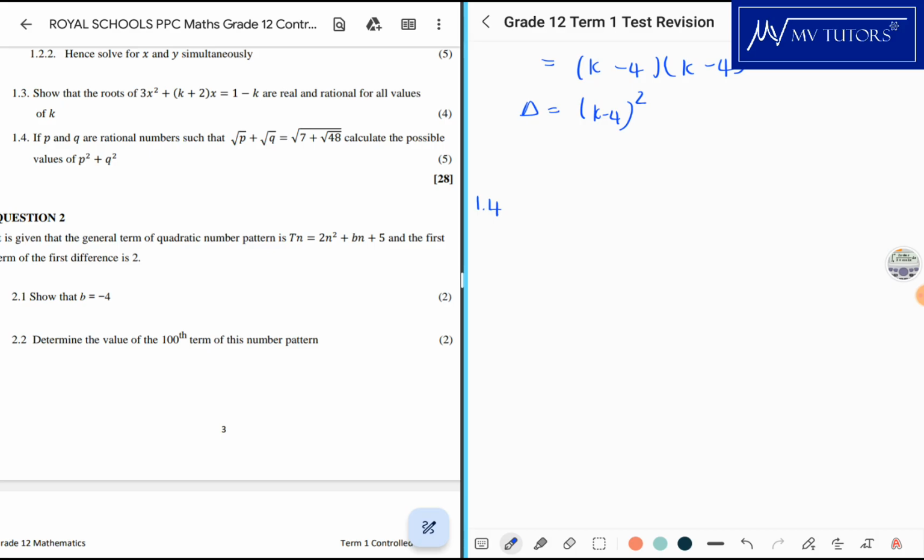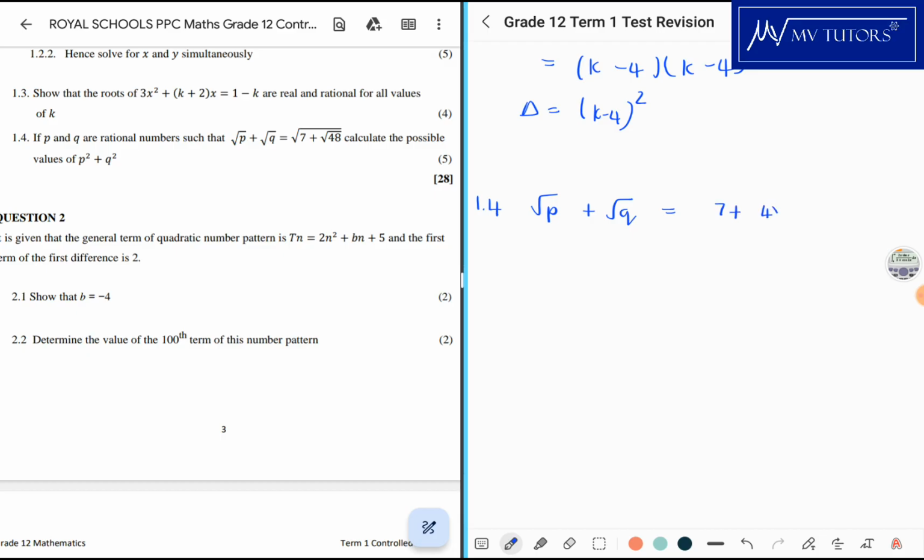So it says, if p and q are rational numbers such that the square root of p plus the square root of q is equal to the square root of 7 plus the square root of 48, calculate the possible values of p squared plus q squared. Whew, that can be a bit challenging. Like, where do you even start?